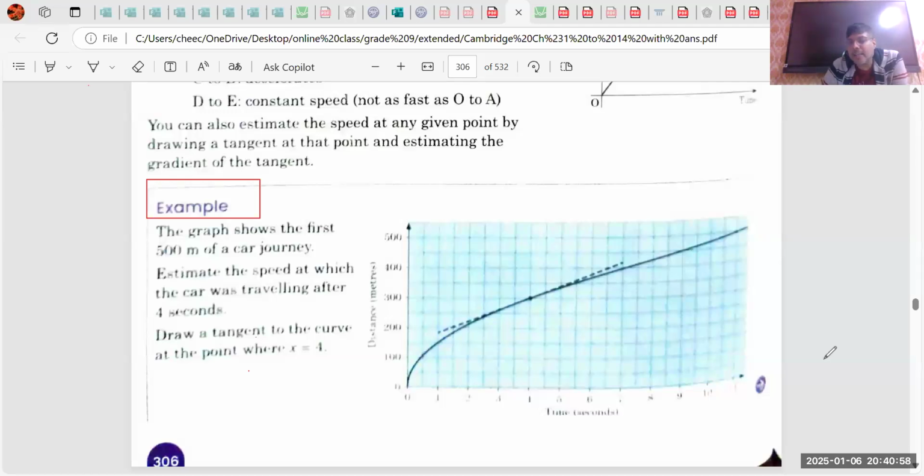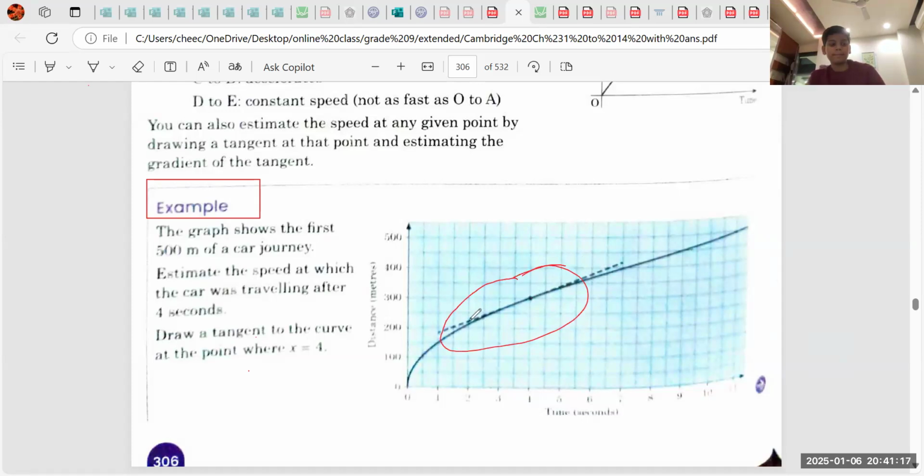Now drawing a tangent is a very, very tricky job because tangent is a line. A tangent touches the curve at just one point, and sometimes it may feel that the tangent and the curve are touching at multiple points. So drawing a tangent, I have not taught you, but it's very typical.